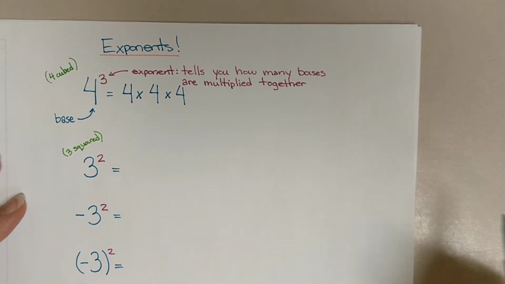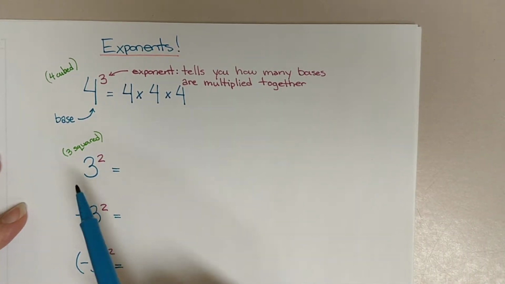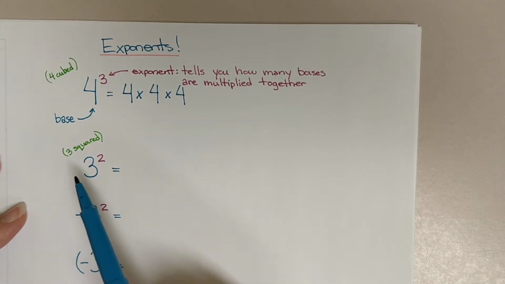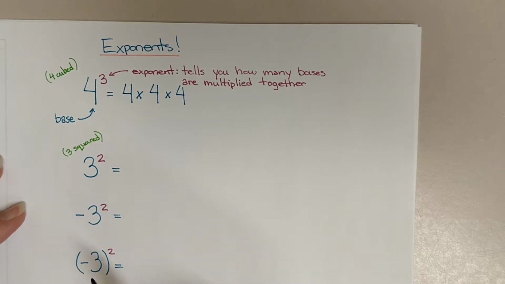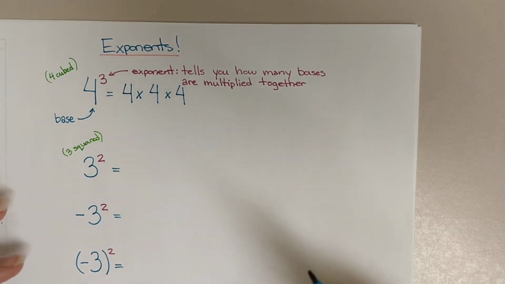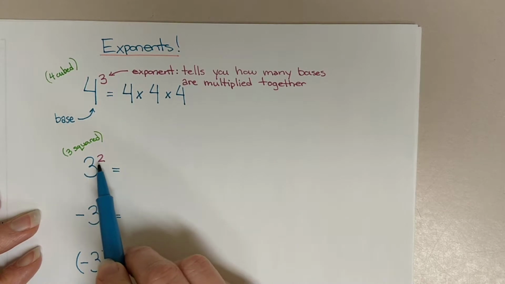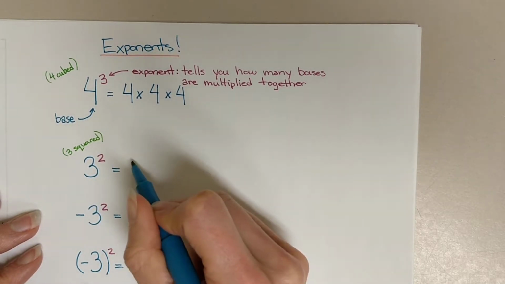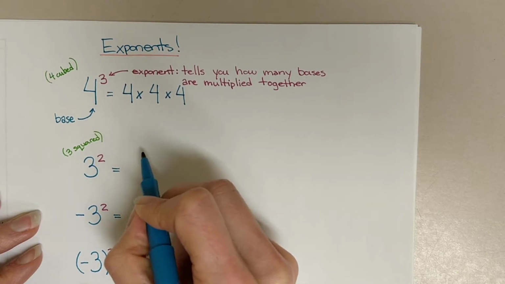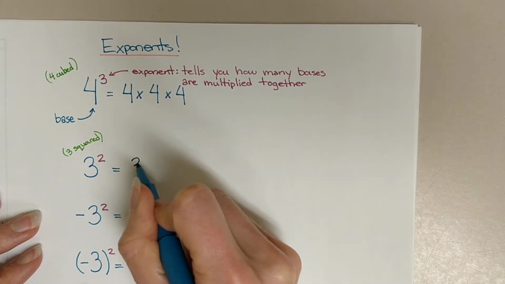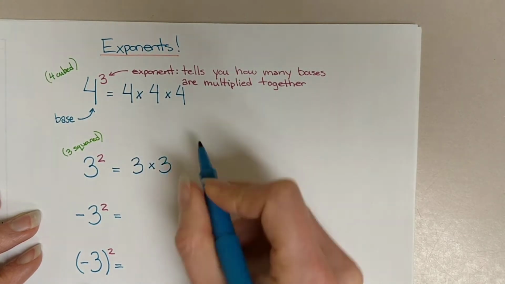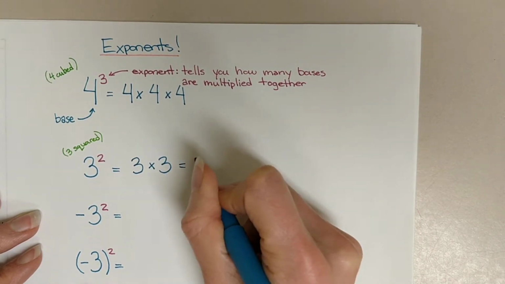For the next one, we've got 3 as our base and 2 as our exponent. So 3 to the power of 2, we can also call that 3 squared. Since our exponent is 2, that tells us we're going to write our base twice. We're multiplying 2 bases together. So we have 3 and 3, and we multiply them together. So we would have 9.